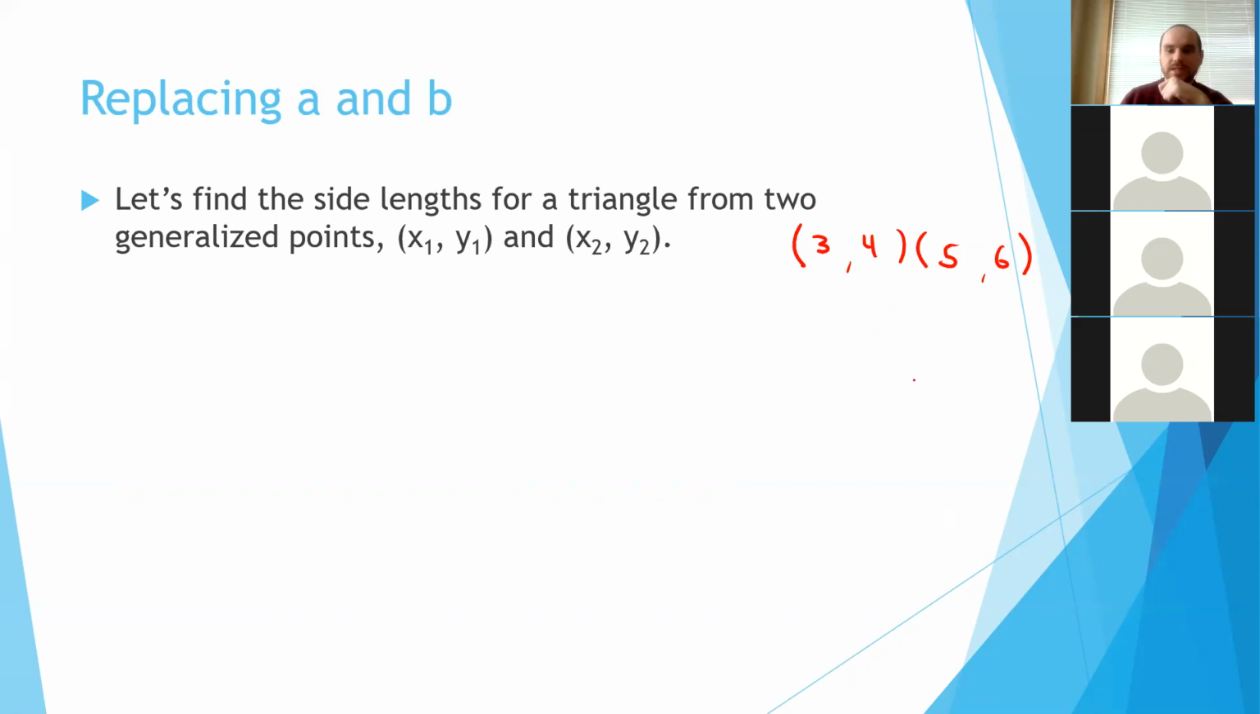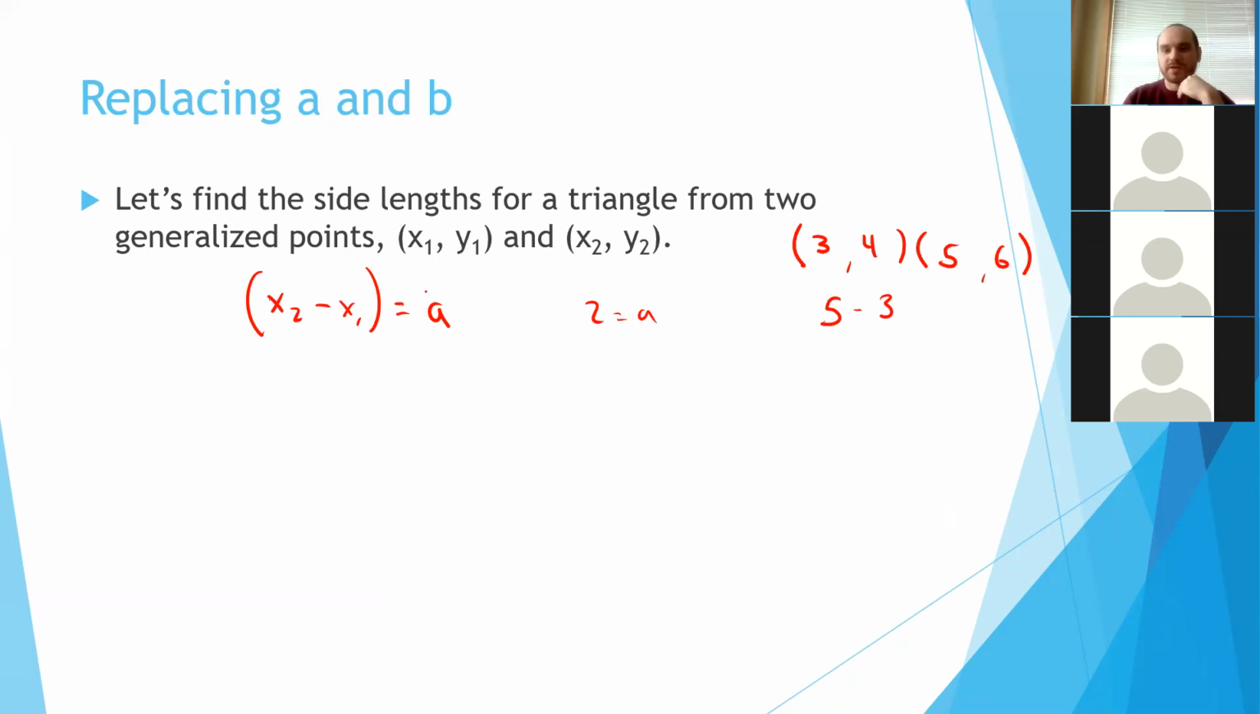Correct, it is 2. But let's actually write it out. How do you solve it, or find the difference? 5 minus 3. Right. So you take the x value from this one and you subtract the x value from this one. So let's plug it back in here. We have x2 and x1. To find the difference, we're going to do x2 minus x1. This equals our a. Right? This is what our side length is going to be. So if we plug in the numbers 3, 4 for x1, y1, and 5, 6 for x2, y2, we'd get 2 equals a.